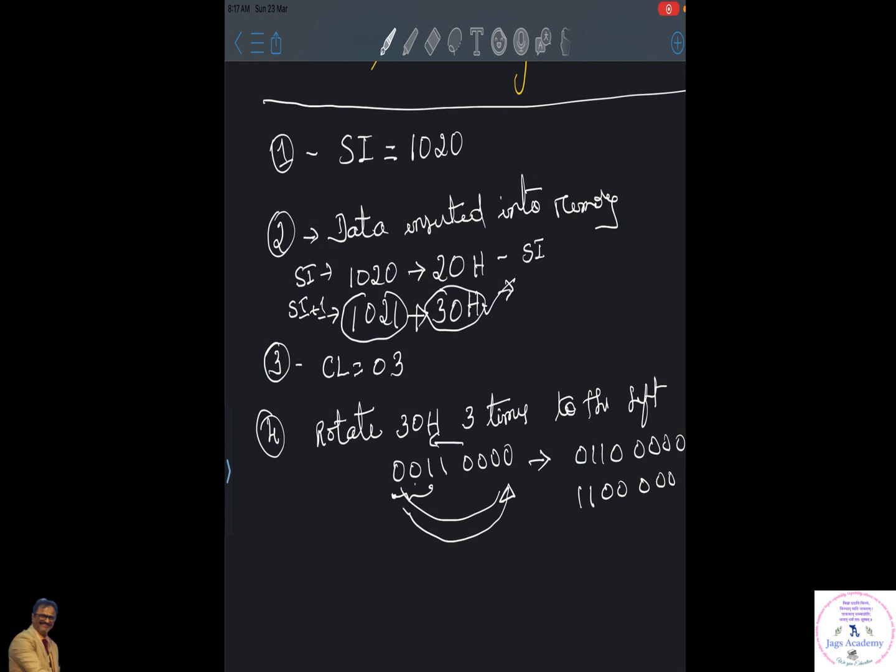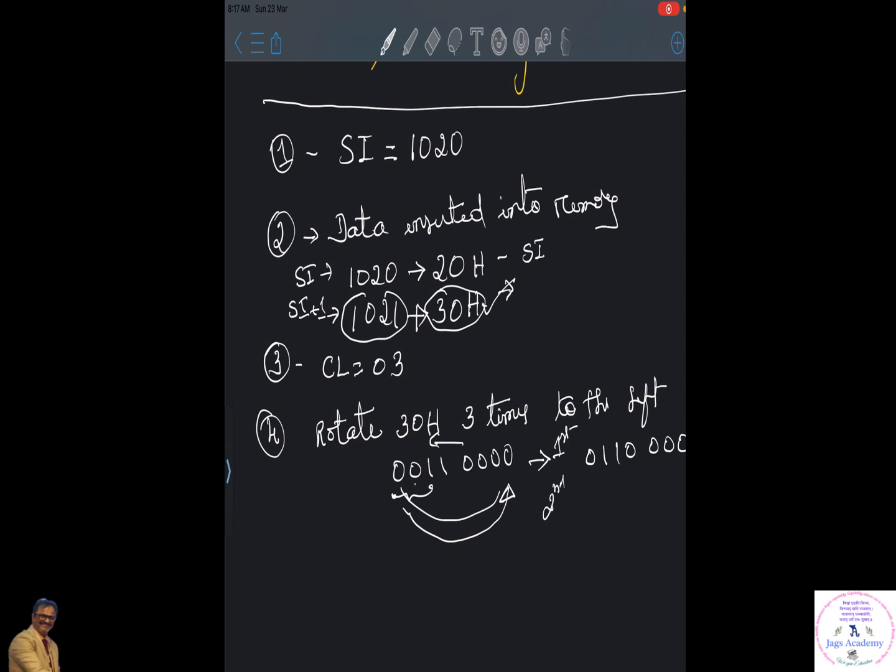First rotation. Just a correction, you have to be very careful while doing this. In the first rotation you will get 0 1 1, because this will go here, then 0 0 0 0 0. That is the first rotation.